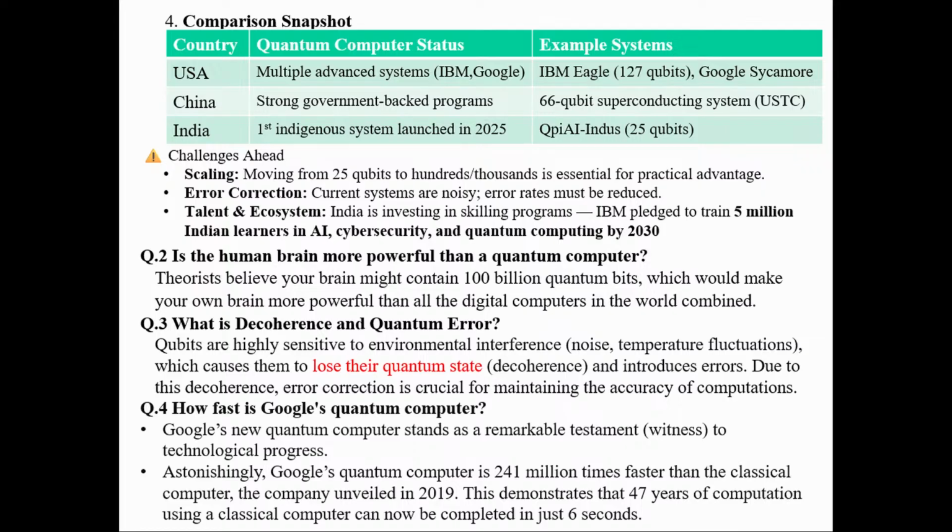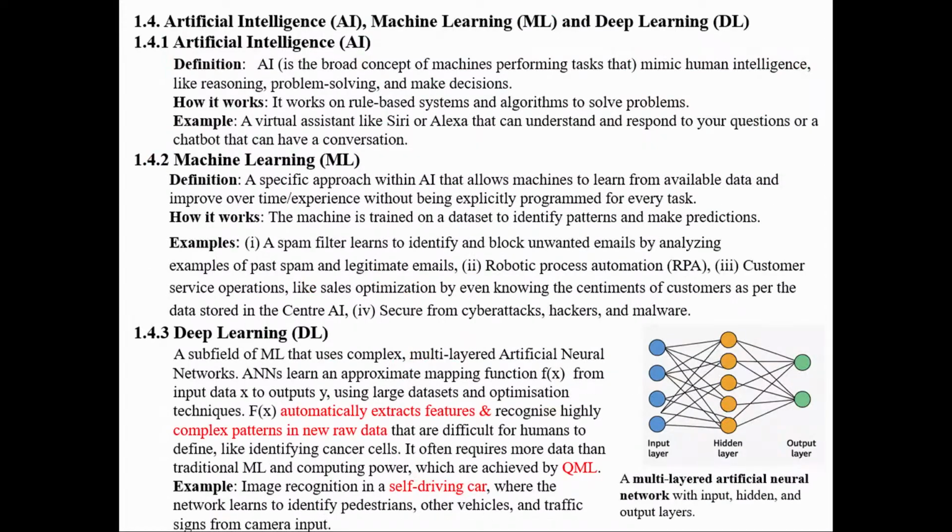You see, such a fastness. 47 years and 6 seconds. There is no comparison. That type of speed is there. Okay. Let us have a quick look at artificial intelligence, machine learning and deep learning.